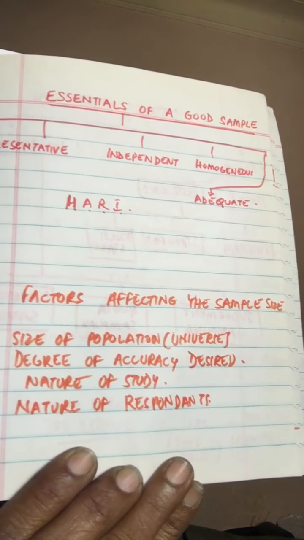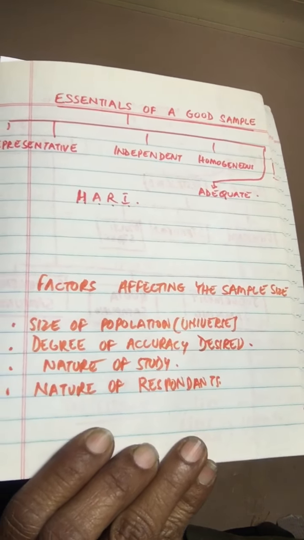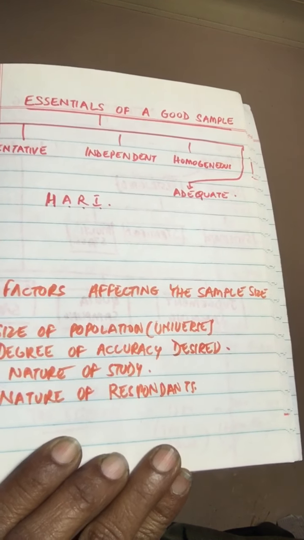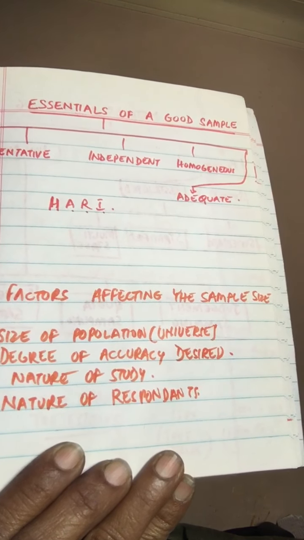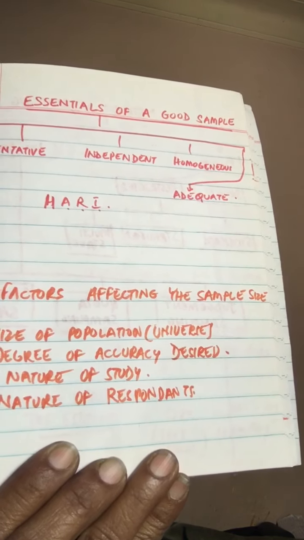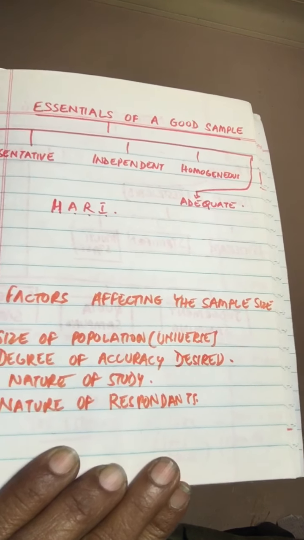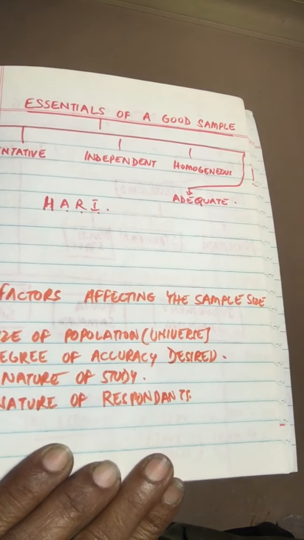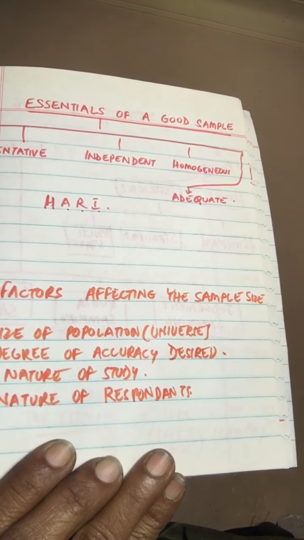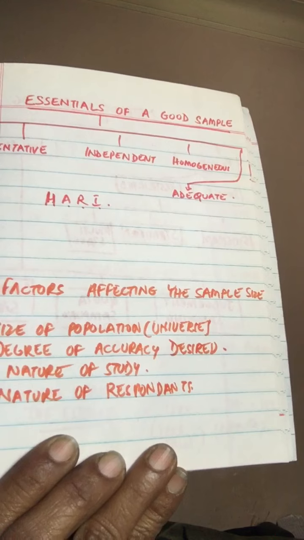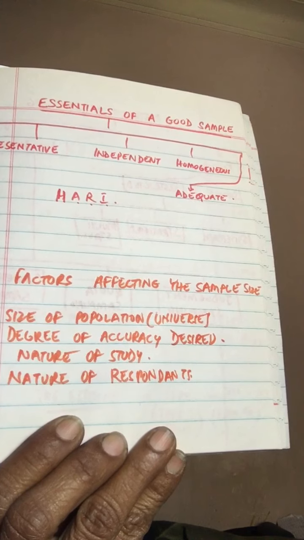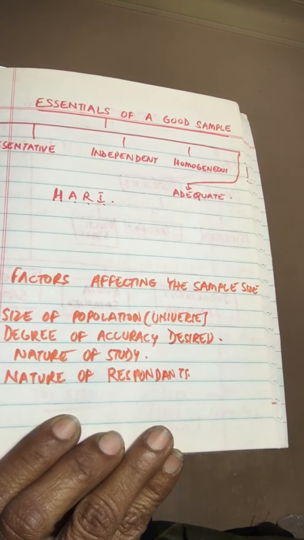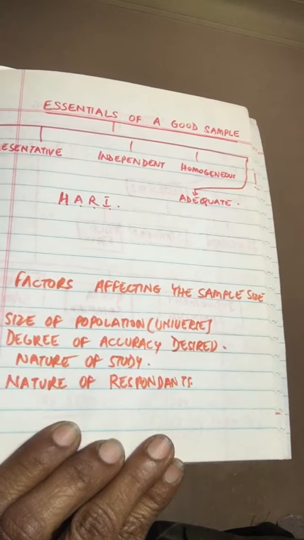If you want to talk about the defects, the major one is that sampling doesn't have a very high degree of accuracy. Another is that it can have personal bias: whoever is choosing the sample, because of personal prejudice, can produce misleading results. And sampling does need specialized knowledge.